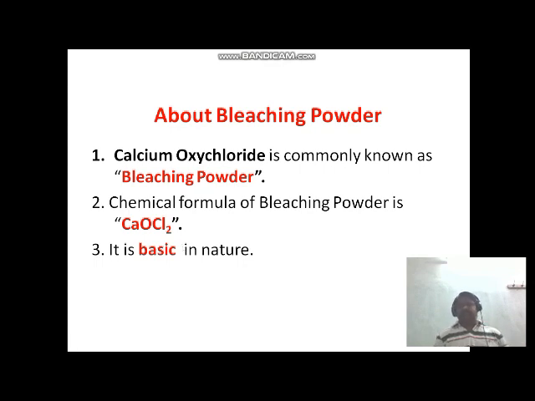Here 3 points are given. In the board examination, these 3 points are given as a 3 marks question, or sometimes they are split into 3 one-mark questions. A 1 mark question will be like this: What is the common name of calcium oxychloride? The answer is bleaching powder. What is the chemical formula of the bleaching powder? And what is the nature of the bleaching powder? Simply, the bleaching powder has basic nature. Okay, this is about the bleaching powder.